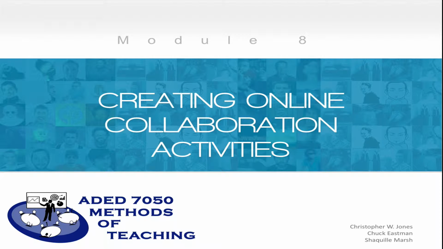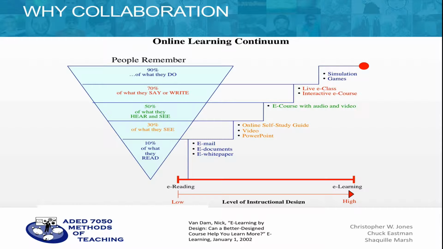Okay, welcome to Module 8, Creating Online Collaboration Activities. As you can see from this online learning continuum, which was produced by Nick Van Dam in an e-learning magazine in 2002, we only remember 10% of what we read, 30% of what we see, 50% of what we hear and see, 70% of what we say or write, and then 90% of what we do. So you can see that the 70% range is a live e-class or an interactive e-course. So just by making your e-courses or online training interactive and collaborative, you will increase people's retention up to 70%.